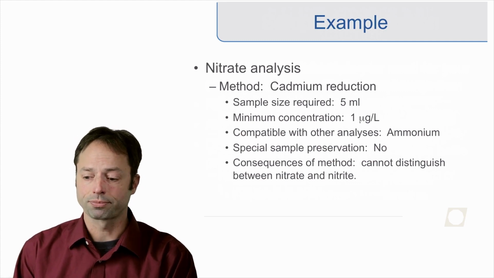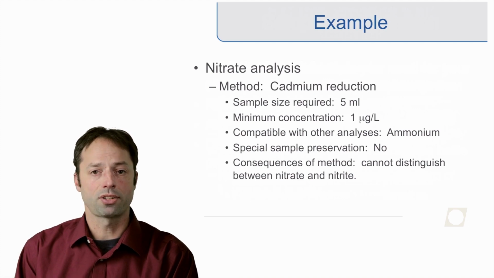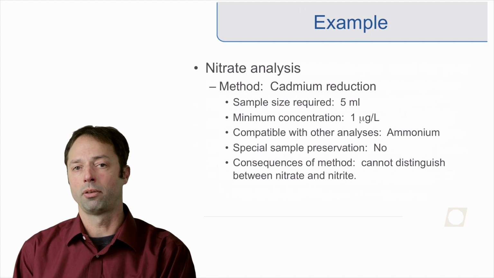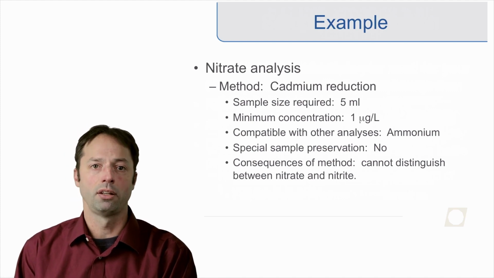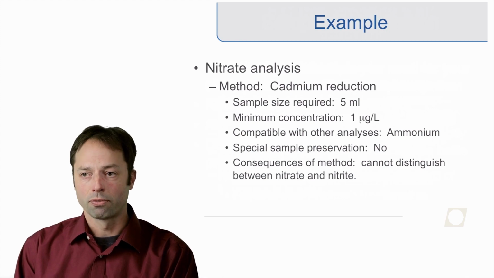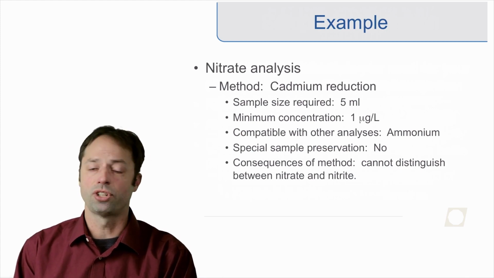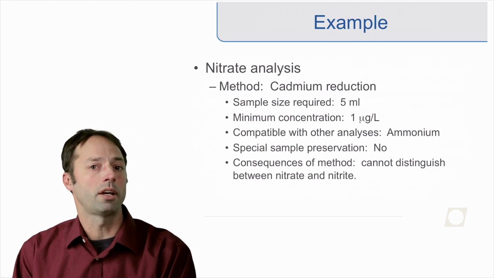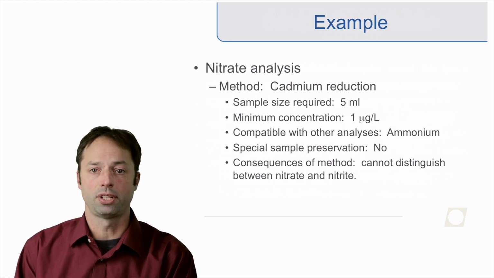Many detectors can actually sample ammonium with this analysis. So not all methods, but some can. And is there any type of special sample preservation? For just nitrate analysis, generally not. Bear in mind that if you do want to measure the ammonium that goes along with this, then you'll have to take some pH control methods to measure the ammonium.